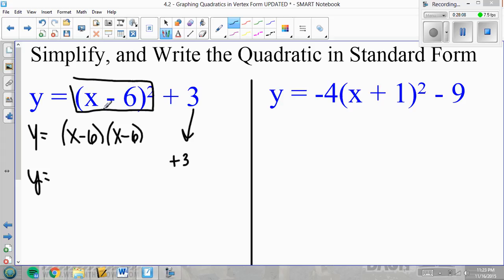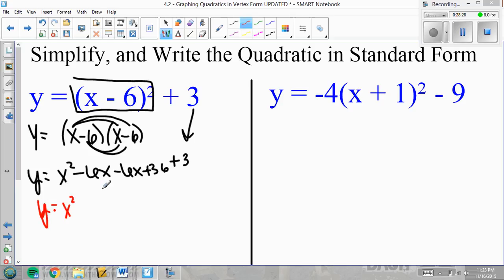Okay, so if I distribute that, I have x times x, so x squared, x times negative 6, negative 6 times x, and negative 6 times negative 6. Okay, so now we can just combine. So I know y equals, I don't have any other squareds. I have negative 6x minus 6x, so minus 12x, and then 36 plus 3. So plus 39.